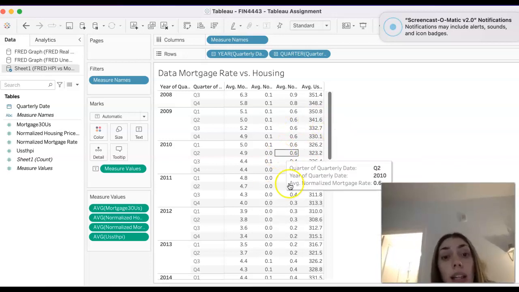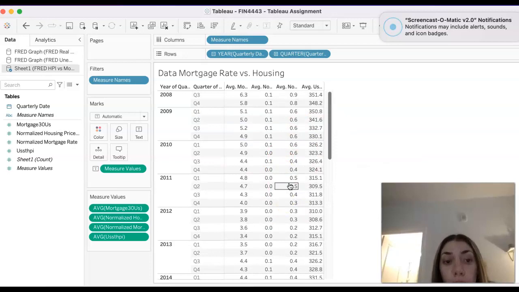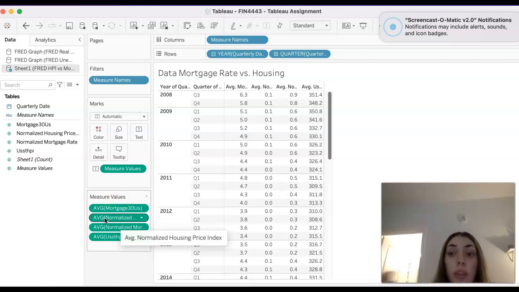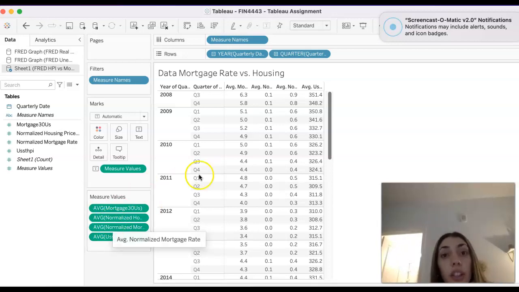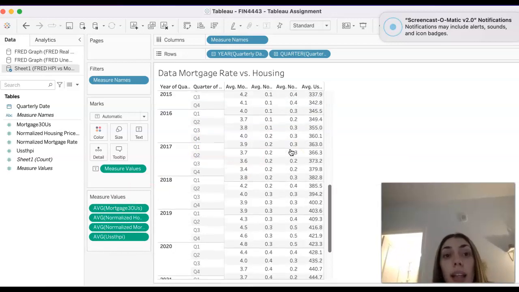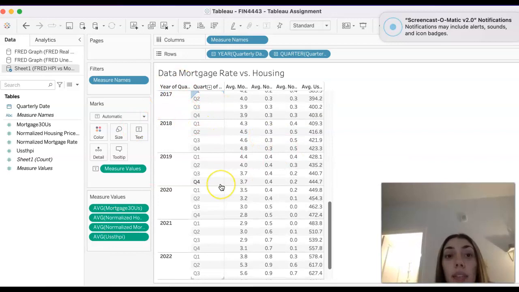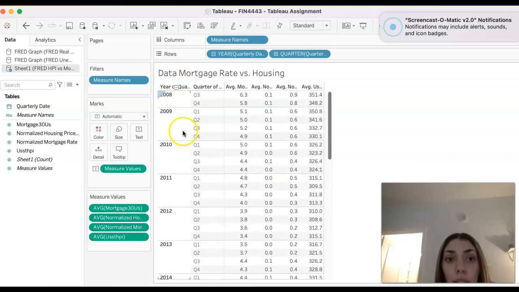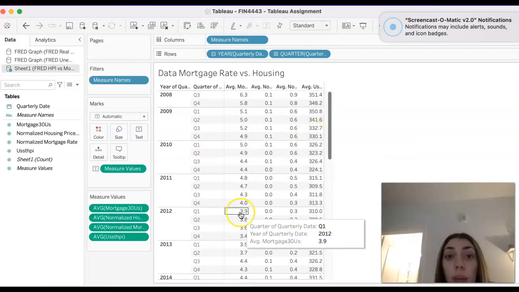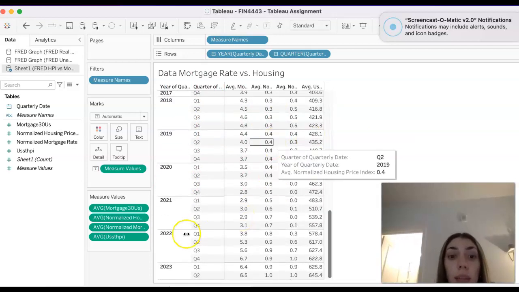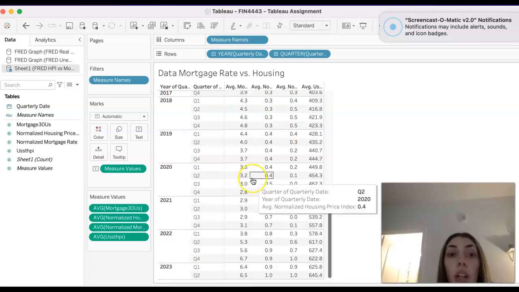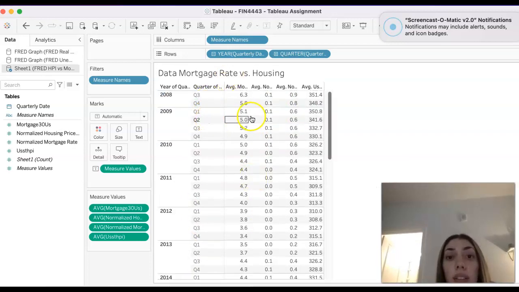How can we see that? Here, if we go, we had to change all of the measure values to an average because it was a sum in the first place, but we changed them to an average. And then here you can see that every section is measured by quarter, not by a complete year or by half a year. It's by each quarter, and you can see the differences here.